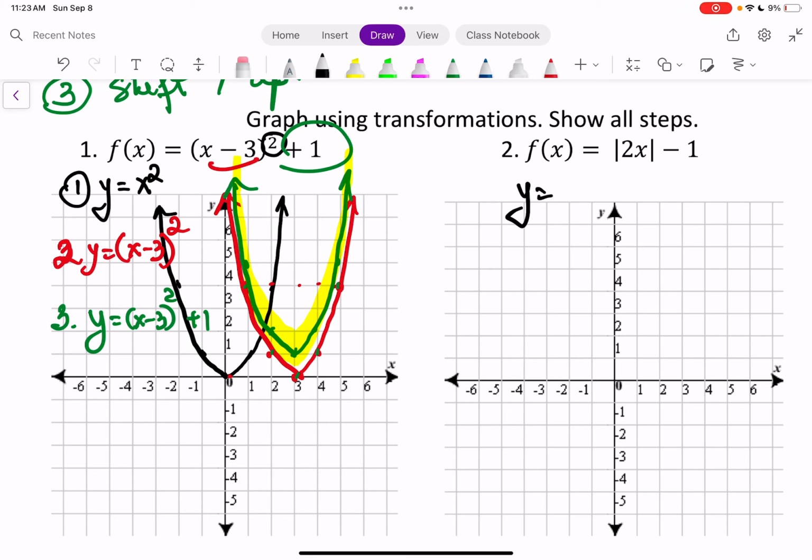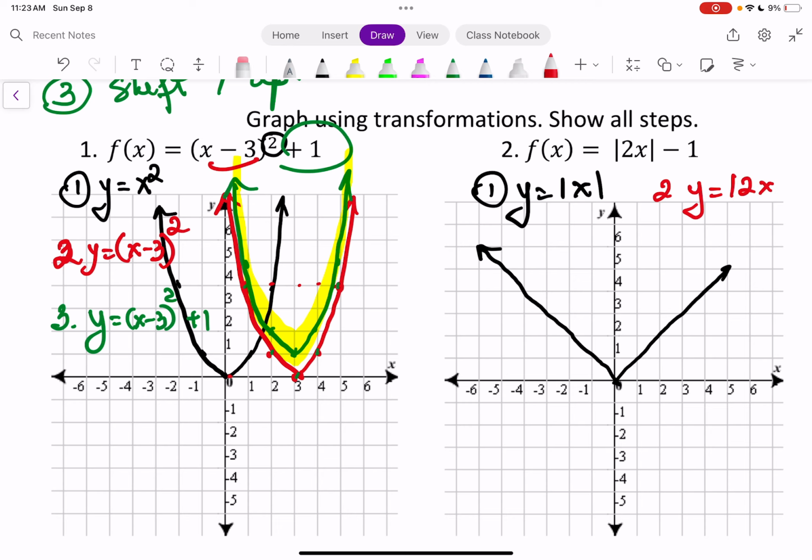Here it is. We're going to start with our basic function, which is the absolute value function. So it's the v. And then I have a couple transformations. One that's to the x. So I'm multiplying all the x values by 2. That simply means divide all the x values by 2. So squish the graph in horizontally by a factor of 2.